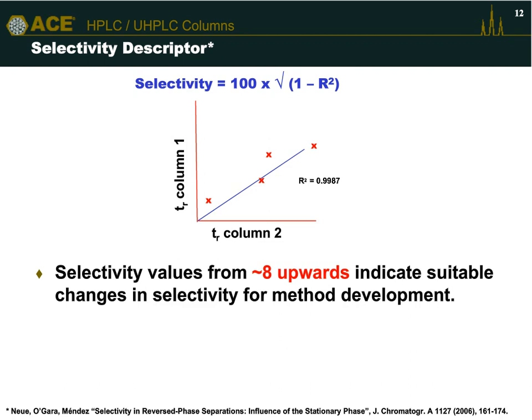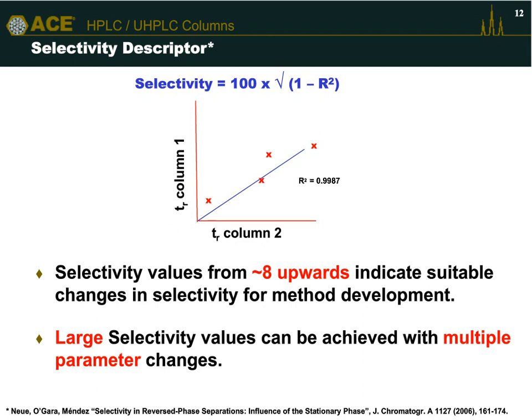And essentially selectivity values from about 8 upwards, you deal in whole numbers, whole integers for this type of approach, means that there are suitable differences between the two columns with that particular application or analyte class, that you're going to move peaks around in the chromatographic space. So this means it would be helpful for method development. Now of course you can get larger selectivity values too, so you're getting much more differences between the two columns in terms of selectivity. And if you change multiple variables, then you can get even larger values too, meaning you're really moving peaks around in the chromatographic space.